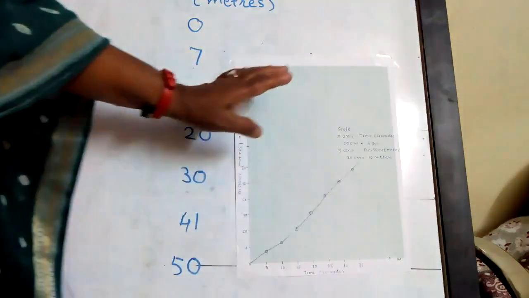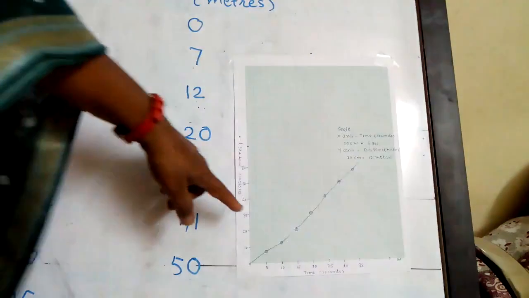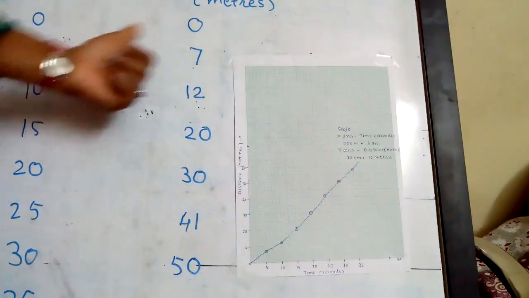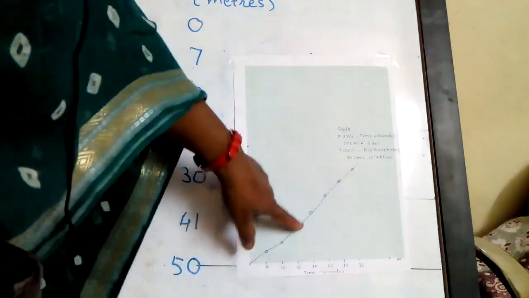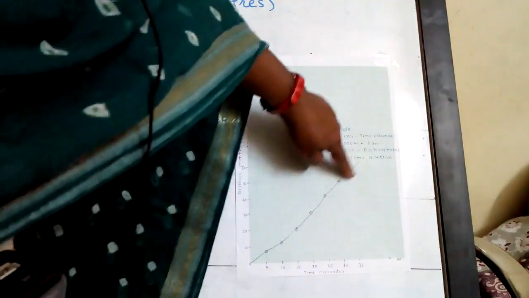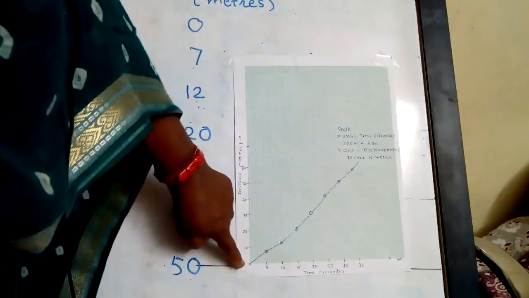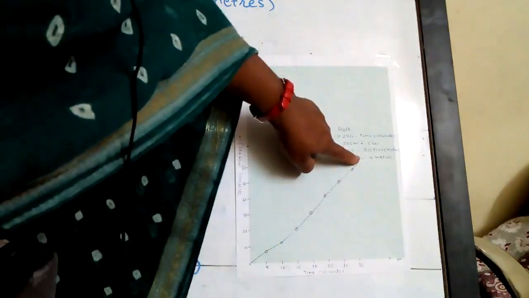So it is possible now to plot a graph. Now in that way, for 0 to 0, 5 to 7, you have to plot the points accordingly and join those points. Here you observe that the nature of the graph is not a straight line graph.